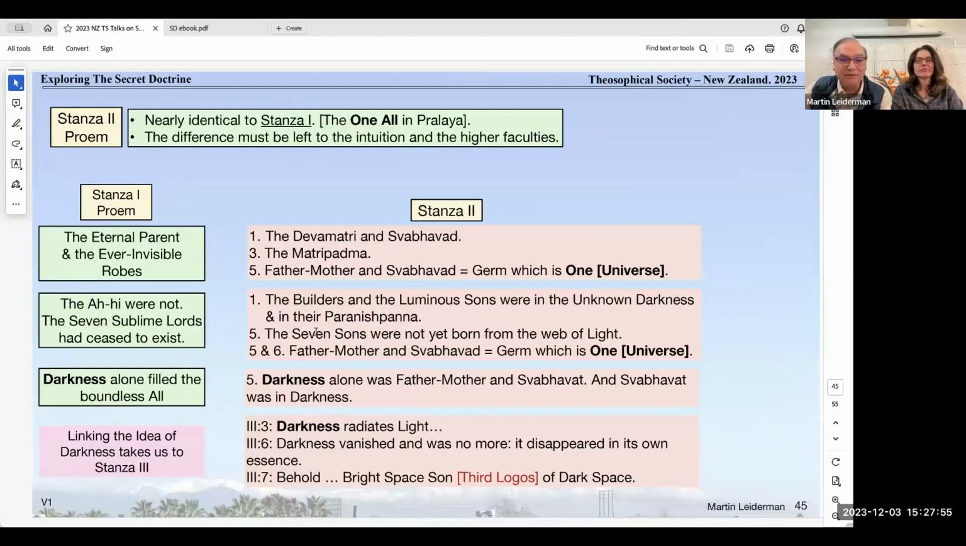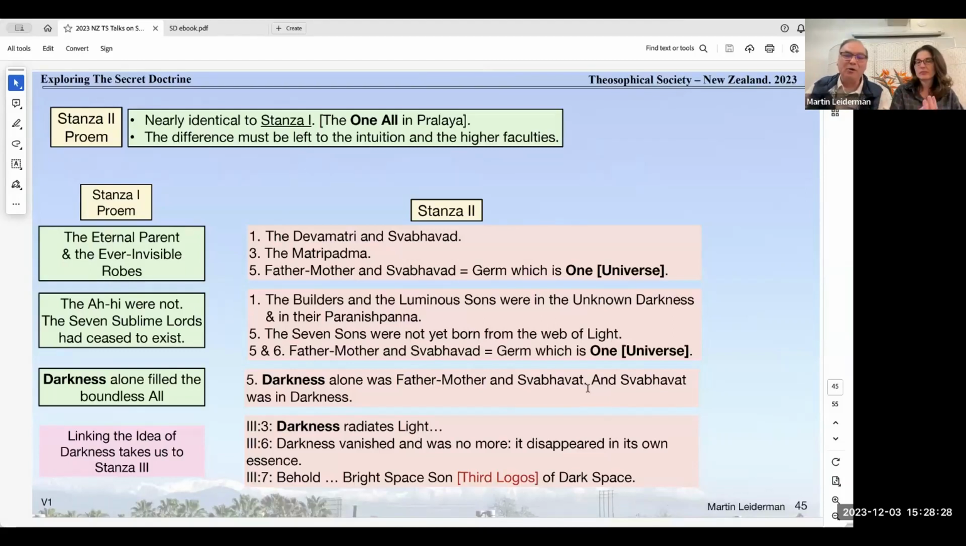And then in 5 and 6, Father, Mother, and Swabhavat, the germ, which is one, the universe. Darkness alone filled the boundless all. But in Sloka 5, he tells us darkness alone was Father, Mother, and Swabhavat. Now the eternal parent, and the invisible robes, Father, Mother, and Swabhavat were in darkness. See that? Now, linking ideas, you can keep going and going forever.